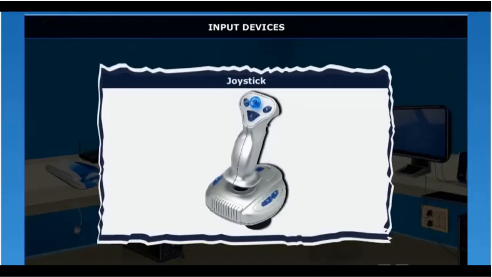Joystick. A joystick is an input device consisting of a stick that pivots on a base and reports its angle or direction to the device it is controlling. They often have supplementary switches on them to control other aspects of the aircraft's flight. Many people use joysticks on computer games involving flight, such as flight simulators.